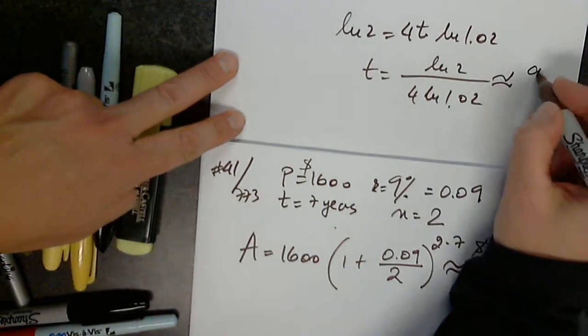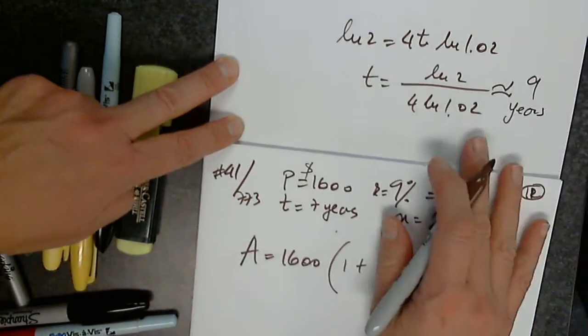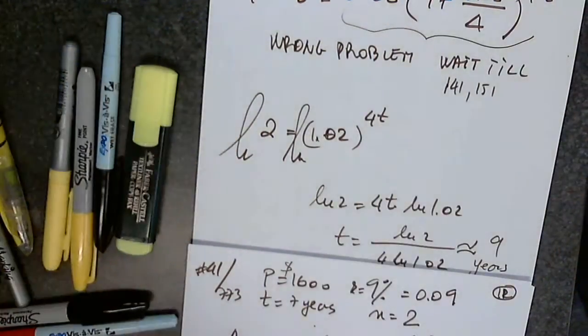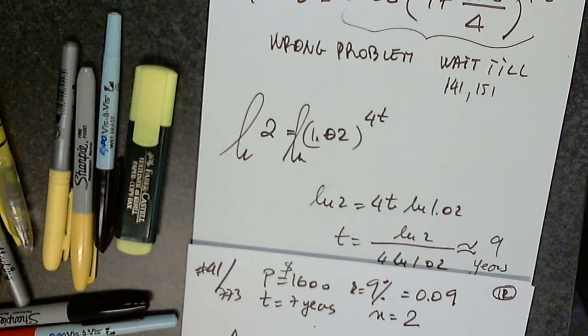Of course, you're not going to see this in your test. So roughly 9 years. If you want to go back and check, we can put 4 times 9 in there, and I'll show you. We'll get roughly, not exactly, because I approximated. So we get 5,000 times 1 plus 0.02, in parentheses, to the power of 4 times 9, 36. So the answer has to be a little bit more than 10,000 because I rounded up.